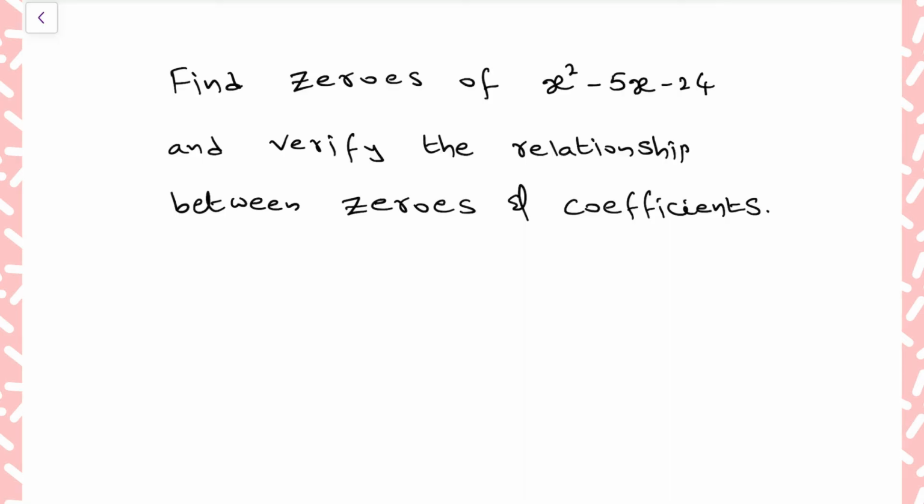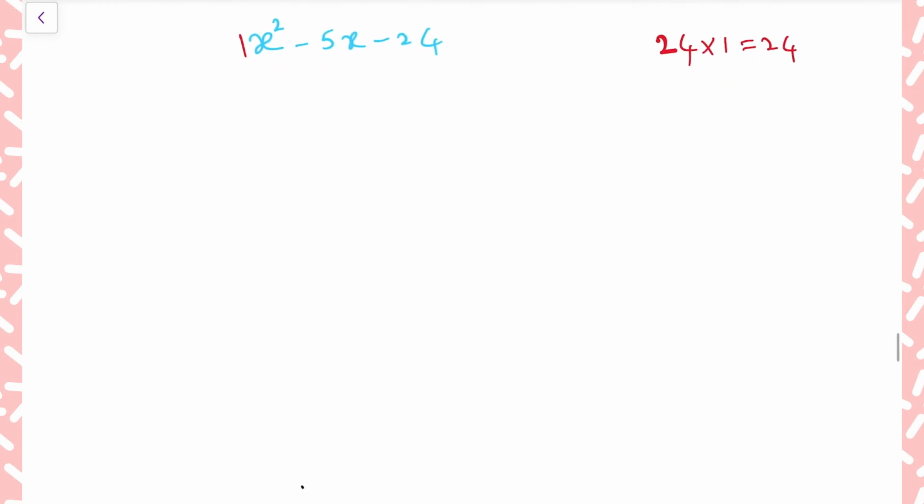Find zeros of x square minus 5x minus 24 and verify the relation between zeros and coefficients. So first, for the given polynomial, let us find out the zeros. X square minus 5x minus 24. Multiplying the constant and x square coefficient. Here constant is 24 and x square coefficient is 1. So 24 ones are 24. 24 will come in which tables? We need to write all those.